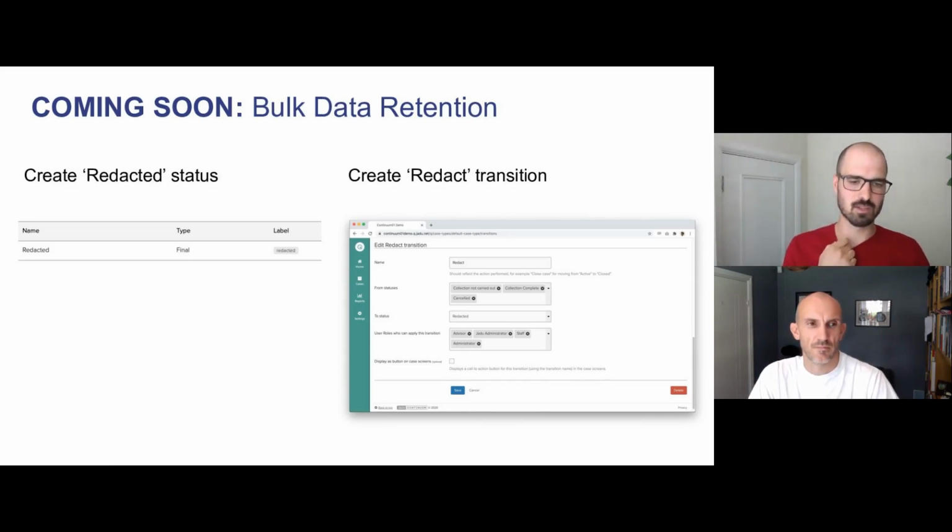Two other things you need to do before you can actually run this request is to create a redacted status and a redact transition. This will then move the cases that have been redacted to a new status, which you probably call redacted, simply so that you don't rerun the same cases and redact them again, which wouldn't be necessary.